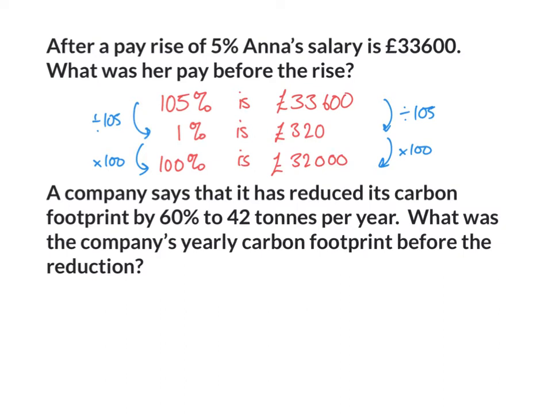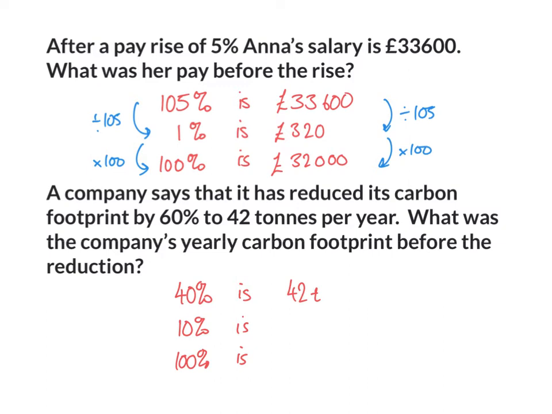Or a company says it's reduced its carbon footprint by 60% to 42 tonnes per year. What was the company's yearly carbon footprint before the reduction? Okay, so if we think of the original amount as 100%, it's reduced it by 60%. That means there's 40% left now. So 40% is 42 tonnes. So what we can do then is we can find what 1% is. Or in this case, I'm actually going to find out what 10% is, because that's a nice number, because that'll allow us to get 100% easily too.